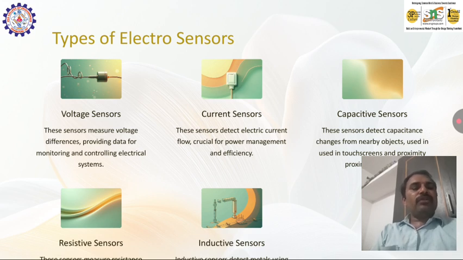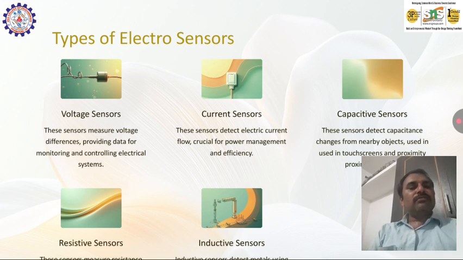We know about voltage, how much voltage is passed through a cable. If you take some wire or iron rod or iron cable, there is some electron transfer within it. How much voltage is passing in the wire? We can calculate it with voltage sensors, based on monitoring the system and controlling electrical systems. We can conclude the voltage sensors.